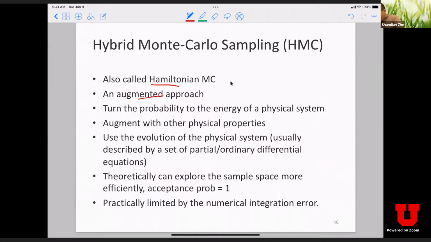It uses the evolution of the physics system, usually described by a set of ordinary differential equations. Theoretically, it can explore the sample space more efficiently, at the same time with acceptance probability 1. Remember, with random walk sampling, although you may have a high acceptance probability, it is very inefficient at exploring the sample space. Practically, because you are not able to exactly simulate that physics system, it will be limited by the numerical integration error. This is the very general description of how Hamiltonian Monte Carlo sampling works.